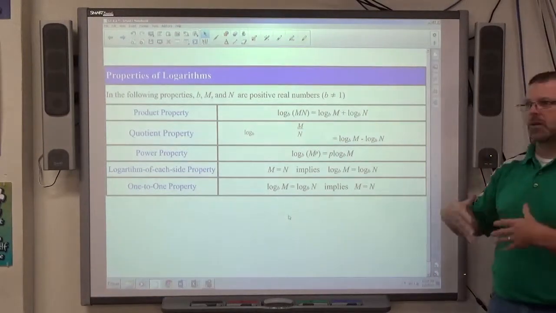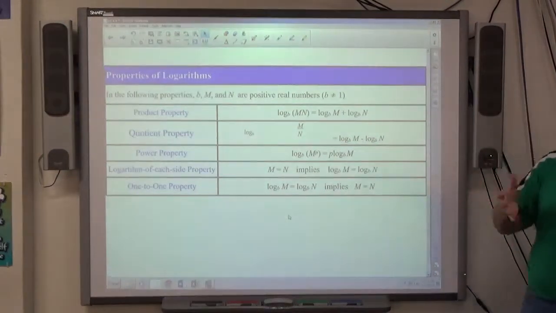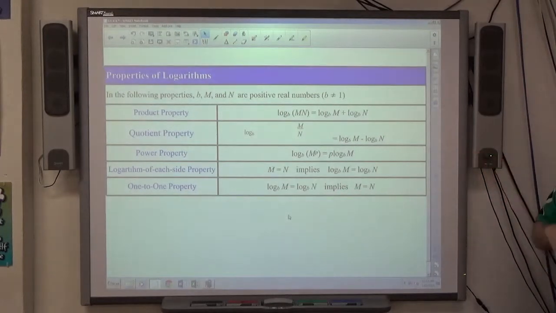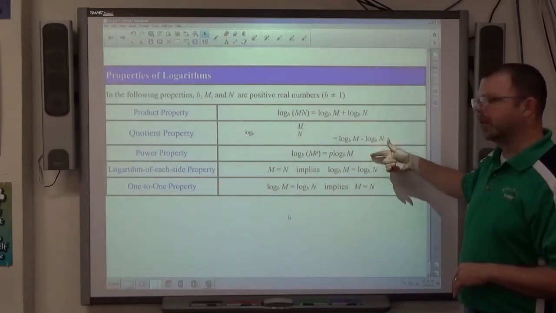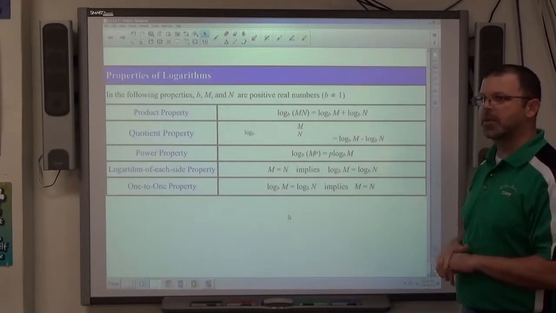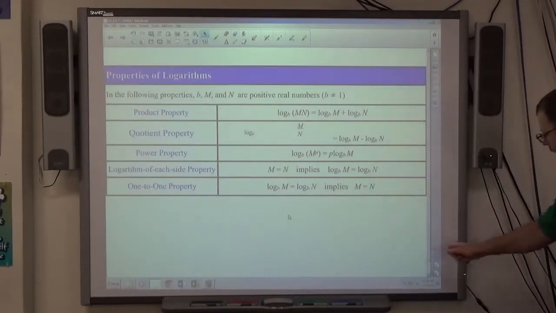Basically what we're heading up towards is logarithmic equations and exponential equations, and these rules allow us to do a little bit of stuff with that. We're going to be dealing with these first three here today. These come into play the next couple of days of the lesson.